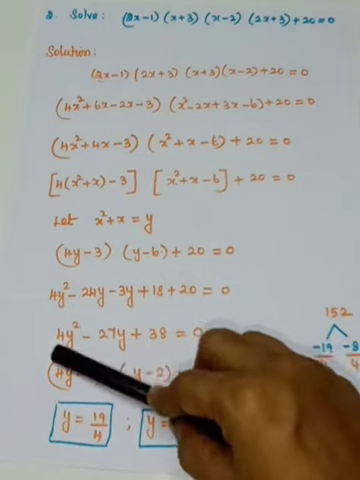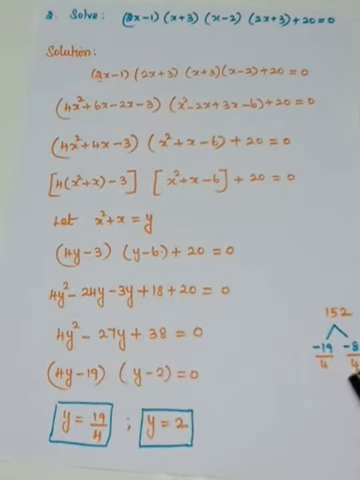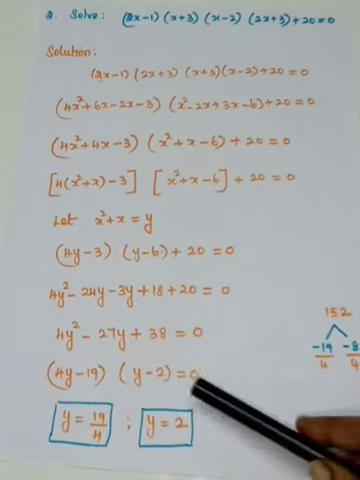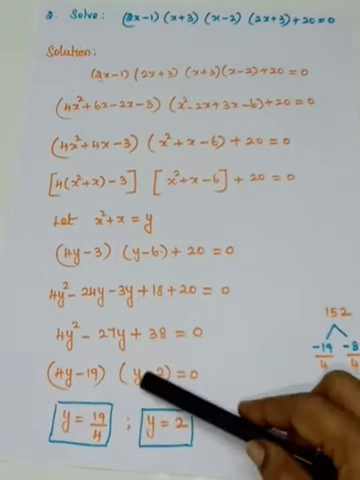Here the coefficient is 4. So it has to be divided by 4. So here 4y minus 19. Here 4 and 8 getting cancelled. So the numerator you are having minus 2. So therefore y minus 2 is equal to 0. So y is equal to 19 by 4. Y is equal to 2.